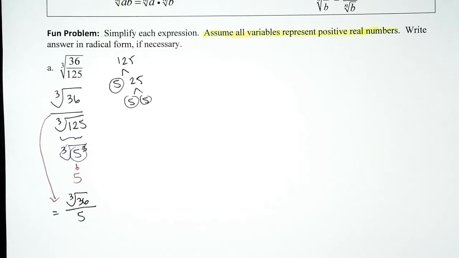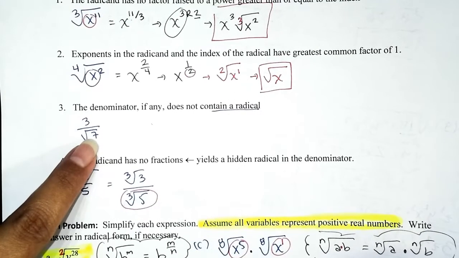There's no more radical in the bottom, which is cool because we don't want to have radicals in the bottom. That was one of our big no-nos. That's number 3: no radicals in the bottom.